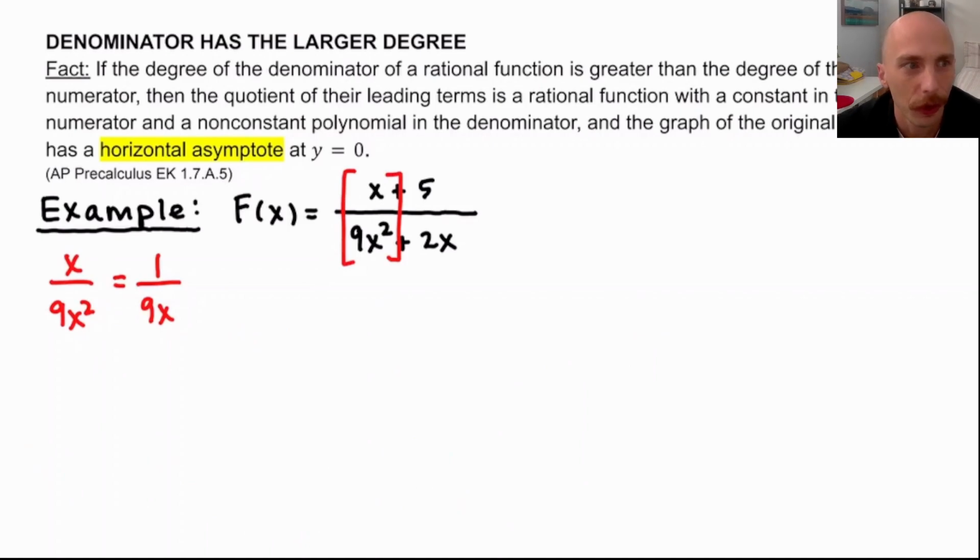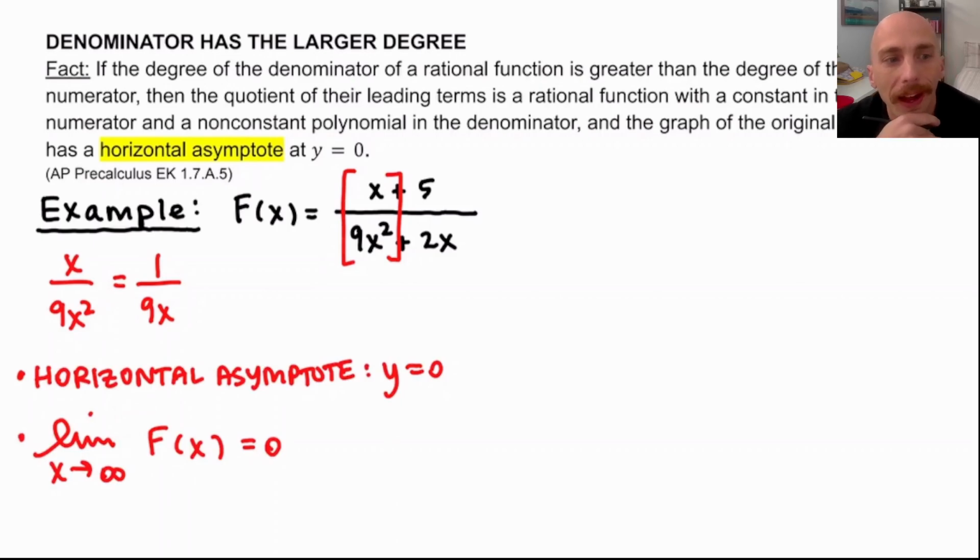grab the leading terms, divide them, simplify, look at it, and see, okay, this numerator is constant, denominator is growing, horizontal asymptote is y equals 0, and the limit of the function is also 0.